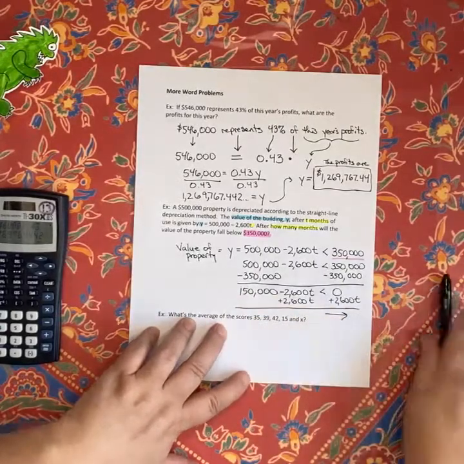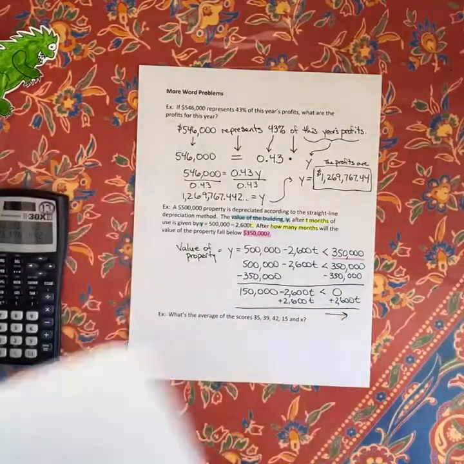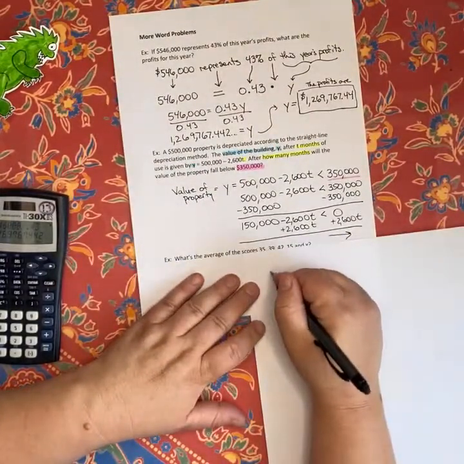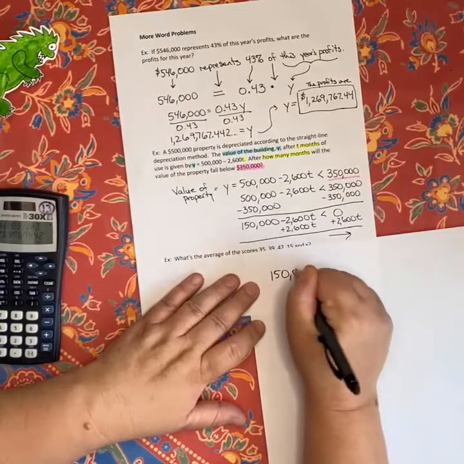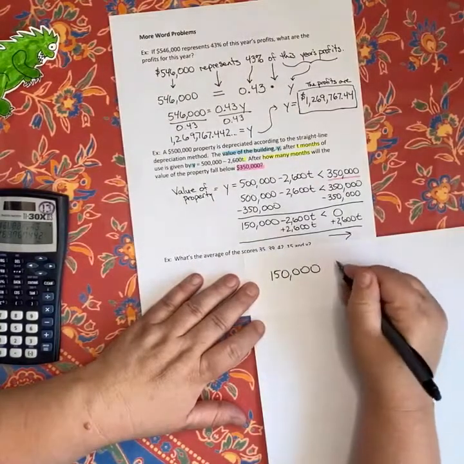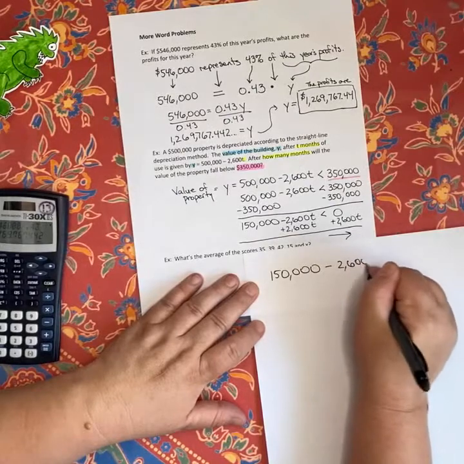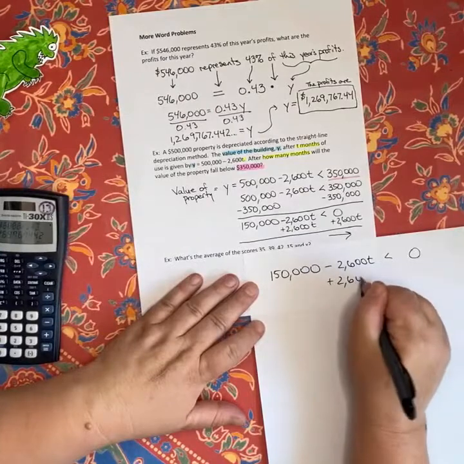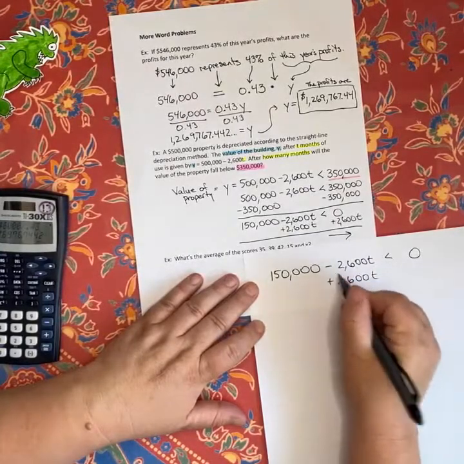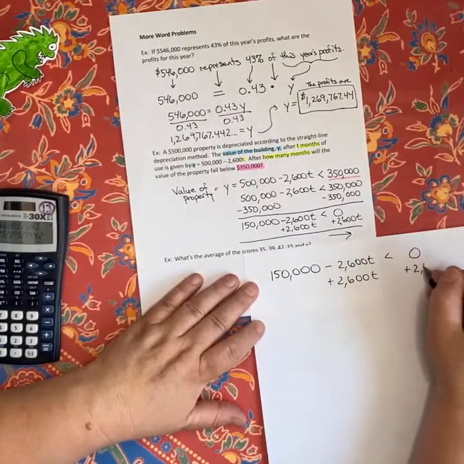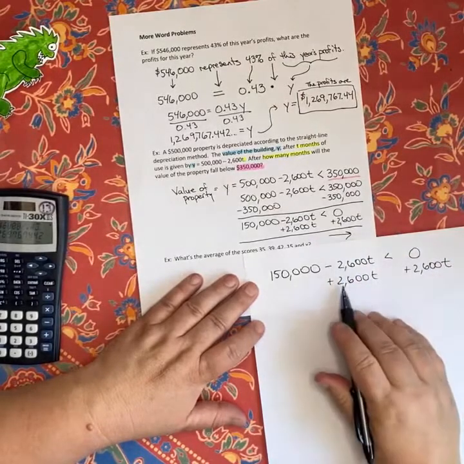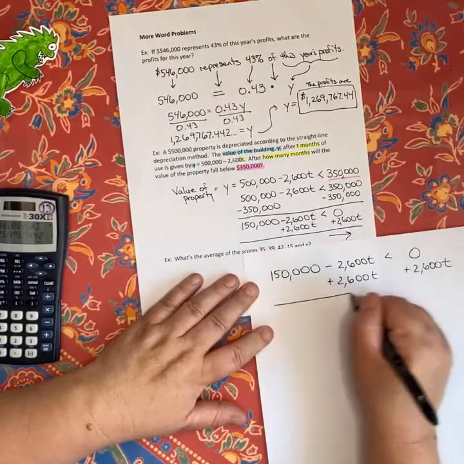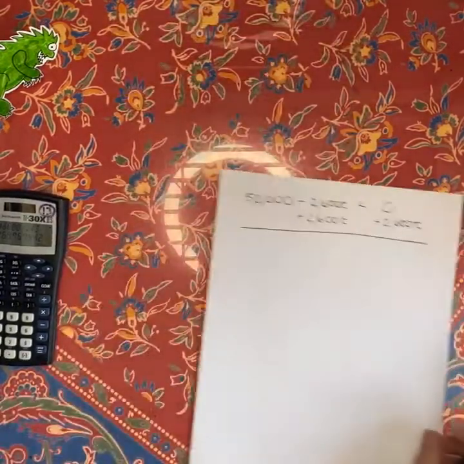And I'm going to run out of room. So we go to the next page, and I'm going to see that what I get is 150,000 minus 2,600t is less than 0. And I add 2,600t. Remember, you always do the opposite to cancel something out. But then make sure when you change this, if I'm going to add 2,600t, I have to also add 2,600t over there. Okay, so there, I've copied it over.